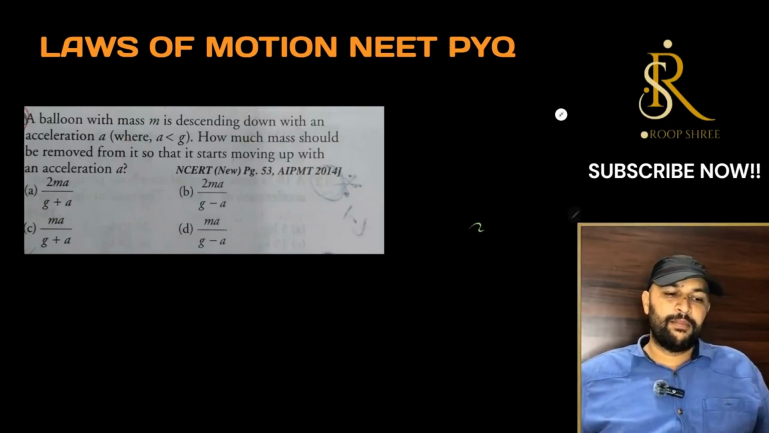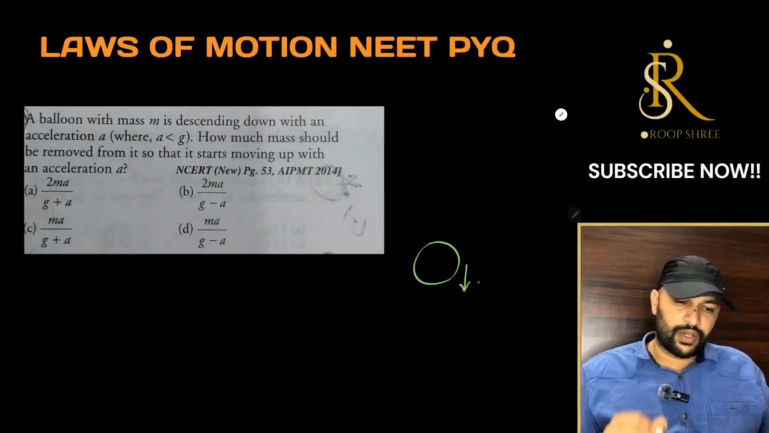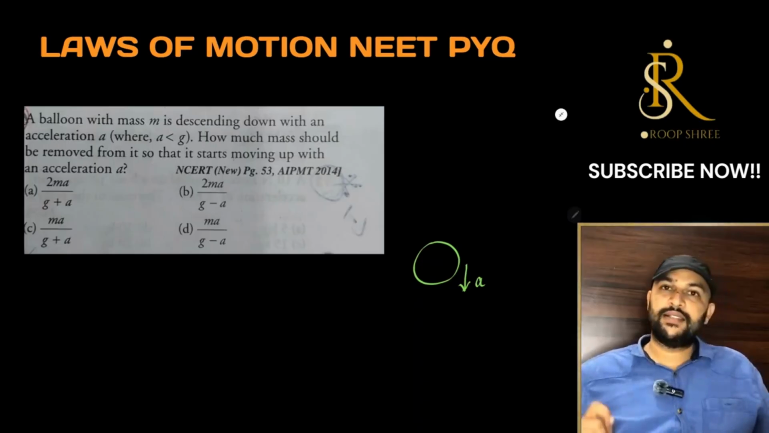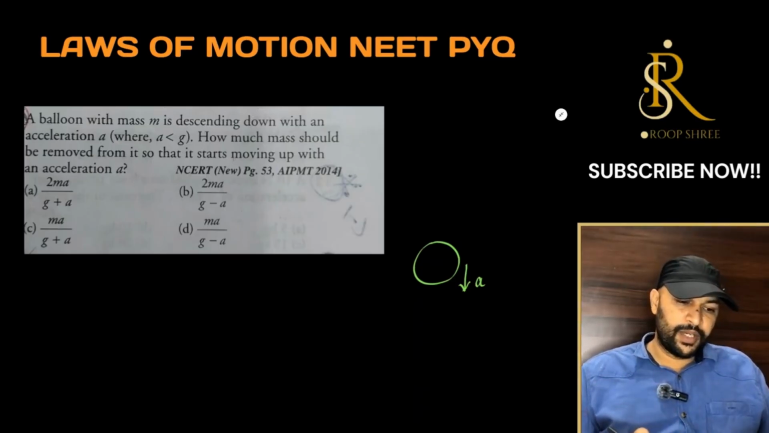A balloon with mass m is descending down. Let's imagine that this is our balloon and it is descending down with an acceleration a. The acceleration is a, and a is less than g, of course. How much mass should be removed from it so that it starts moving up with an acceleration a?